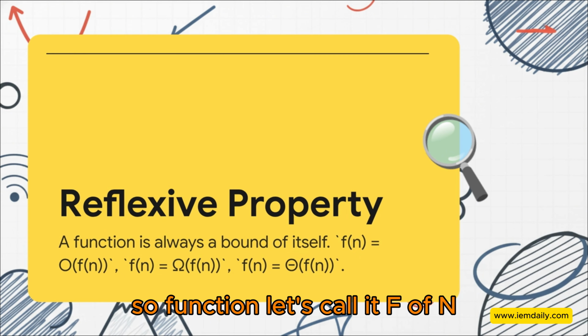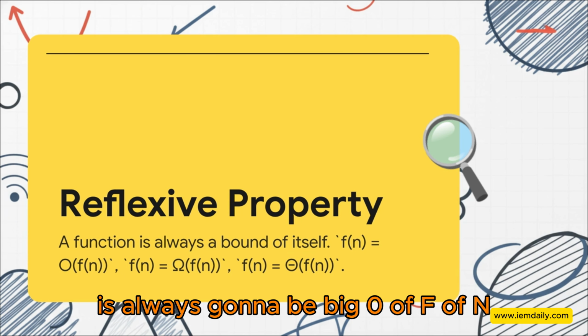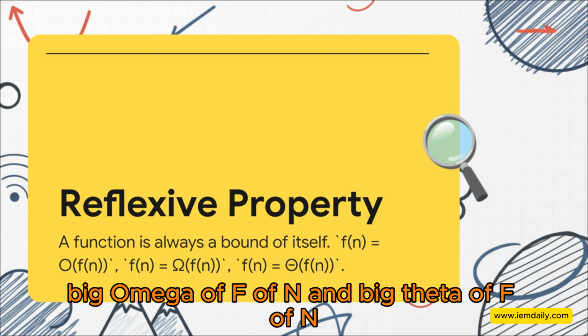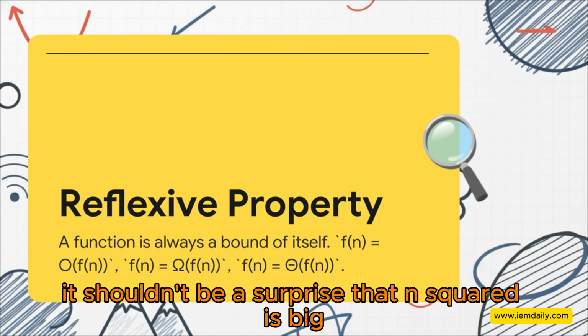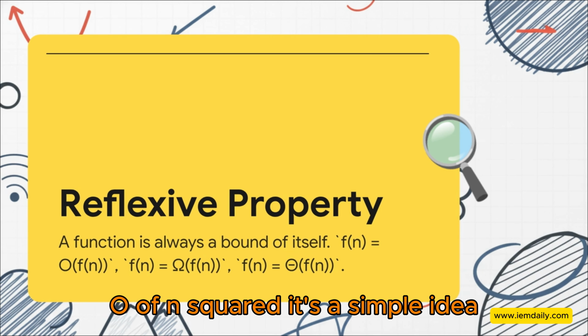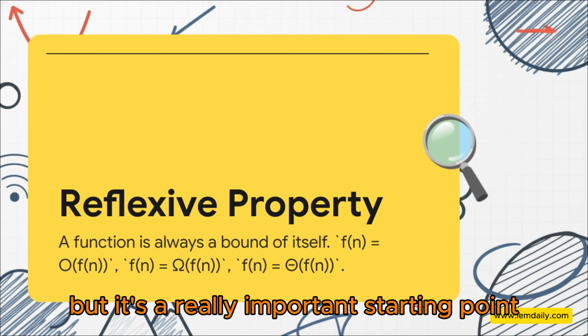So a function, let's call it f of n, is always going to be big O of f of n, big omega of f of n, and big theta of f of n. For example, it shouldn't be a surprise that n squared is big O of n squared. It's a simple idea, but it's a really important starting point.